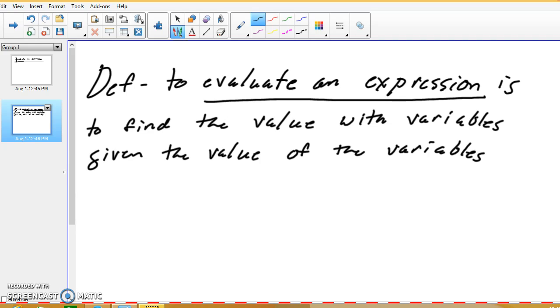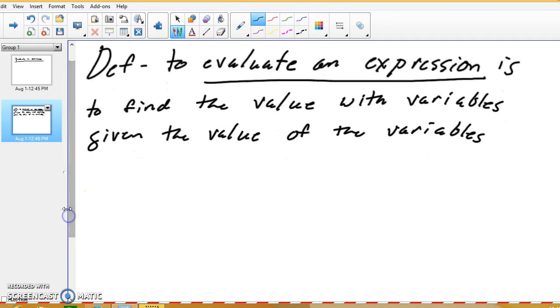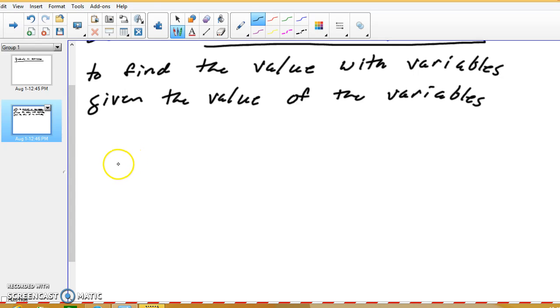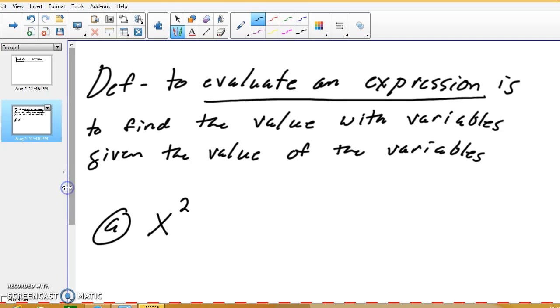The definition to evaluate an expression is to find the value of the expression with variables given the value of the variables. So that means we need a problem that has a variable in it, okay? And we're just going to look at several of them right now. So how about the first one is, say we have x squared. Again, we have a variable and we want to find the value of this expression, okay?